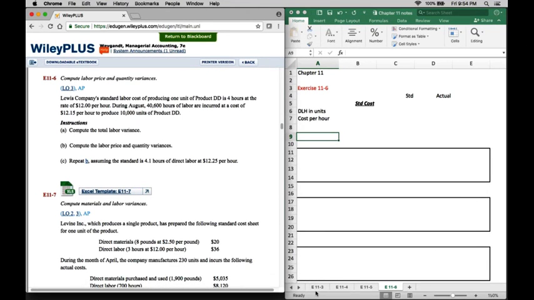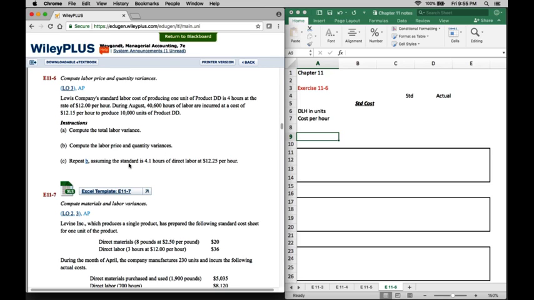In exercise 11-6, we are given Lewis Company's standard labor cost of producing 1 unit of product DD to be 4 hours at the rate of $12 per hour. During August, 40,600 hours of labor are incurred at a cost of $12.15 per hour to produce 10,000 units of product DD. They've asked us to compute the total labor variance, the labor price variance, and labor quantity variance.